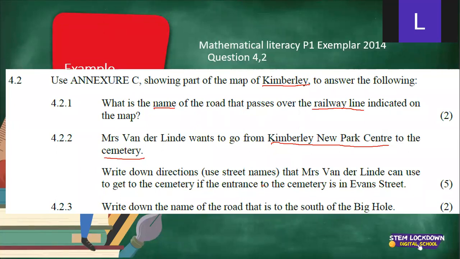If the entrance to the cemetery is in Evans Street, we need to also identify Evans Street, right? So this is very, very important. When they give you information, underline it and identify it, right?